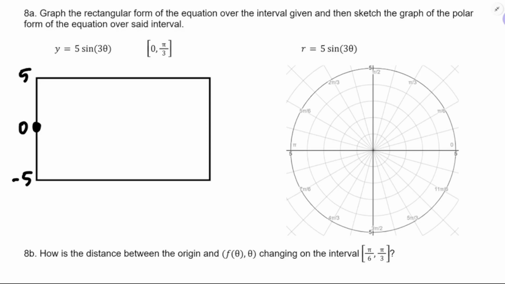Okay, 3 theta means that it's been horizontally dilated by a factor of 1/3. So this would be 2 pi divided by 3. Halfway would be 1 pi divided by 3, and halfway there would be pi over 6. Let's see, it's sine, so it's going to be starting in the middle, coming back to the middle, and ending in the middle. Starting in the middle, going up, then going down, then coming back.